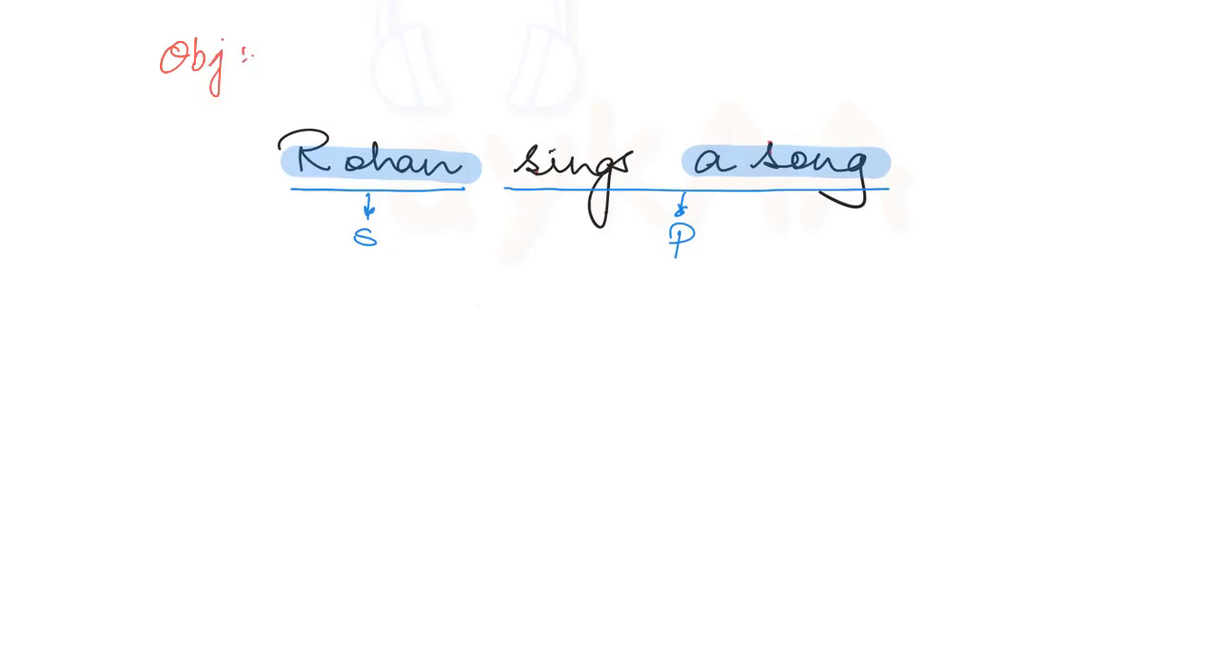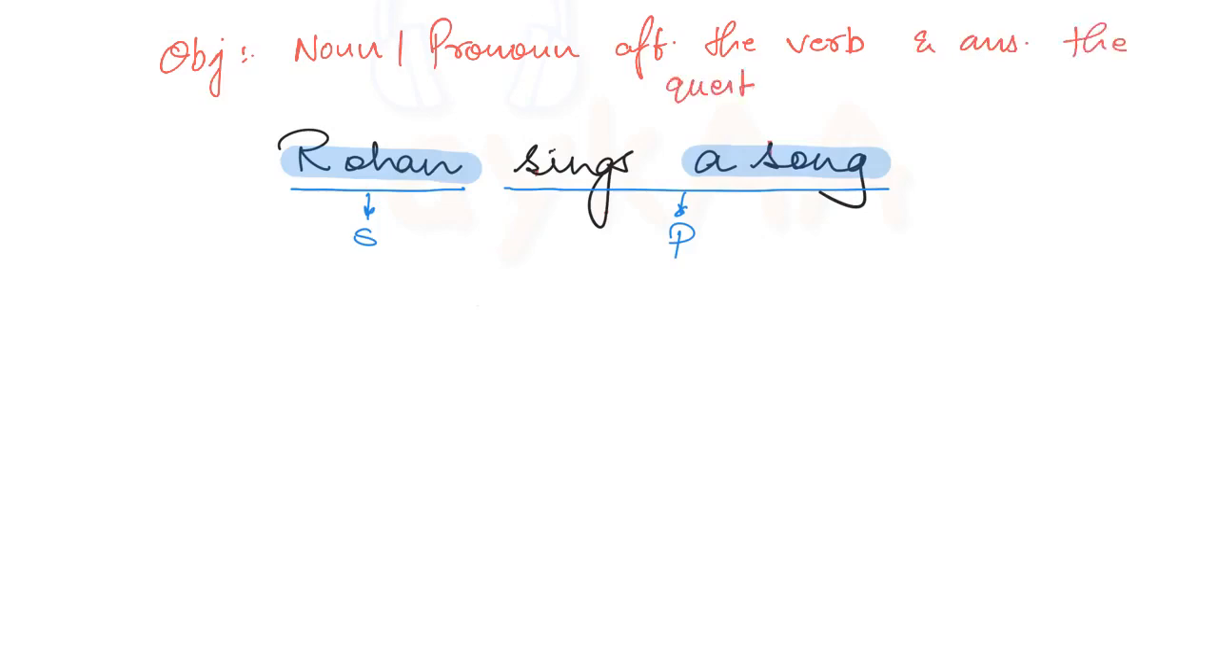So here we have the definition of an object. Object is the noun or the pronoun after the verb, and it answers the question what. So what does Rohan sing? A song, and therefore here song is an object.